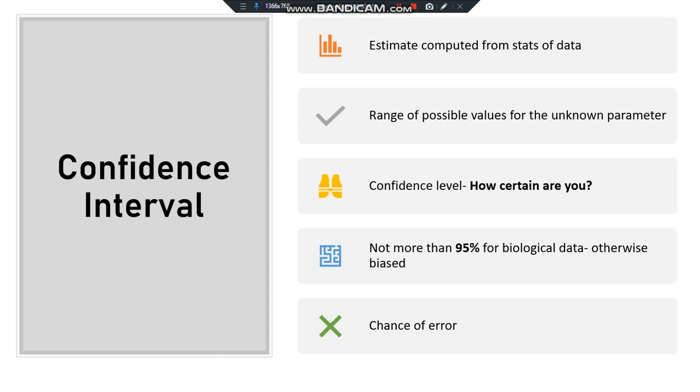Now, the confidence interval is basically an estimate calculated from the data, and it specifies a range of possible values for the unknown parameter. And the level associated with it basically tells us how sure we are of the estimate. Now, for biological data, the confidence interval cannot be more than 95%, or we would assume that the data is biased. And if we have a 95% confidence interval, our chance of error would be 5%.